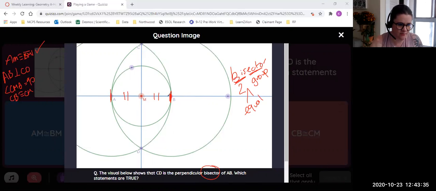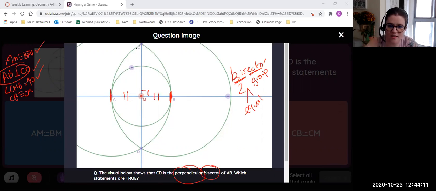Is AB perpendicular to CD? That's what perpendicular means, right? It's saying that CD is a perpendicular bisector, so that must mean the two are perpendicular. CMB, is that 90? The definition of perpendicular is it meets at 90 degrees. Yes. Is CM going to equal CB?